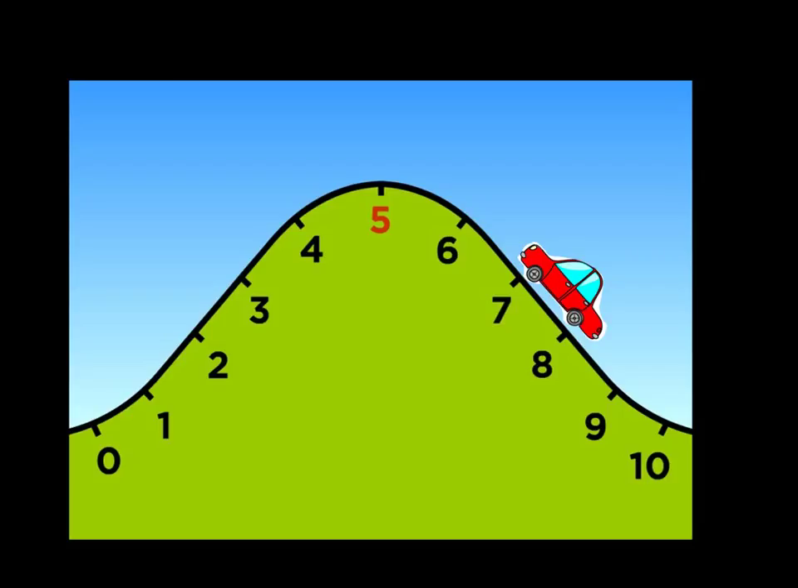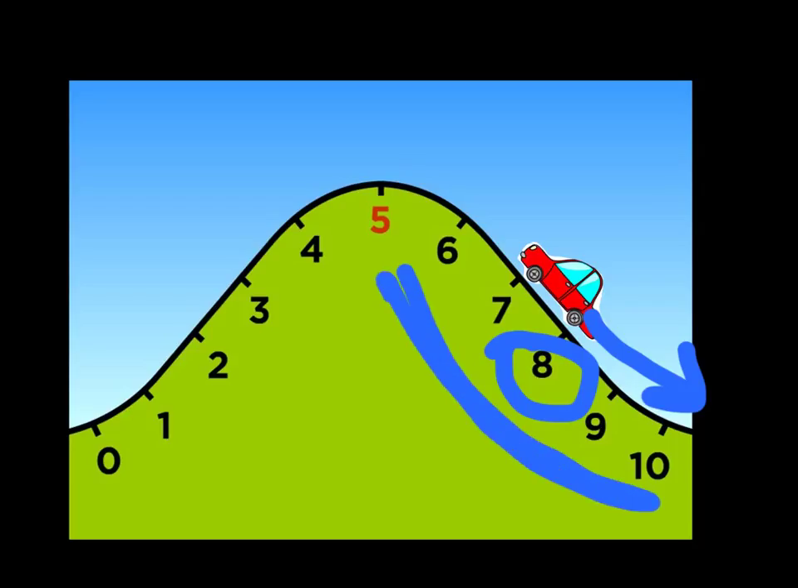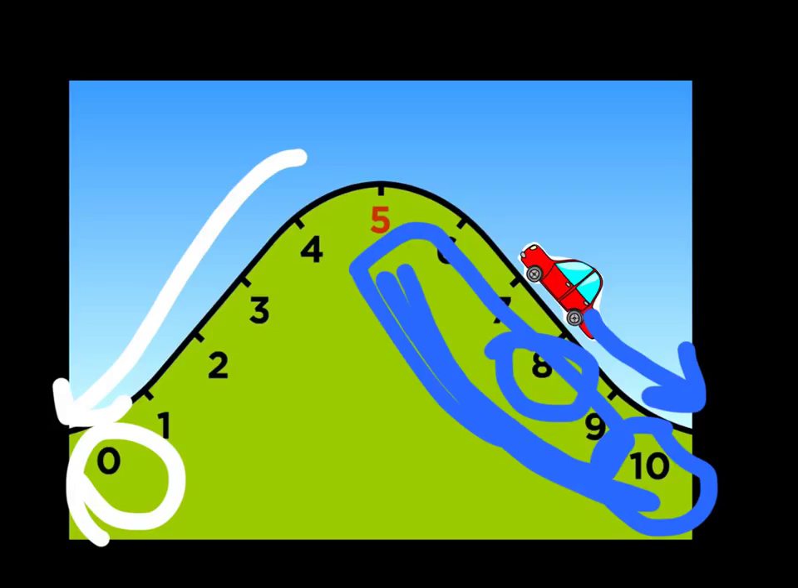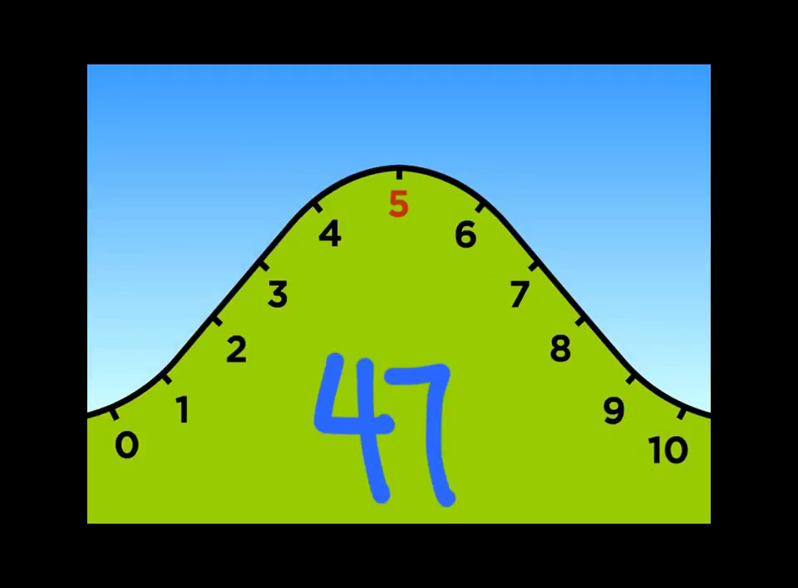Okay, so let's now say the car is sitting at the 8. Which way is it going to roll? It's going to roll to the 10. So just like with rounding, any number 6 to 10, 6 to 9 really, is going to roll to the nearest 10. So it's always going to go up, and anything from 4 to 0 is going to round down to the lower 10.